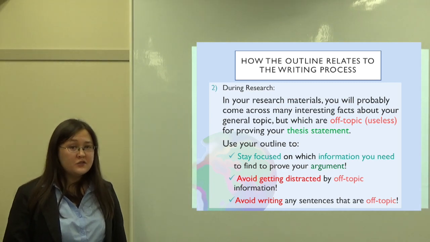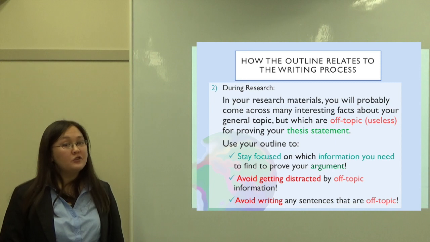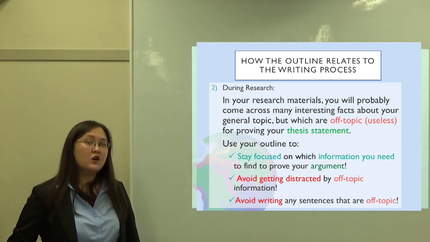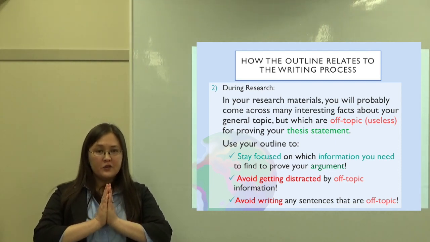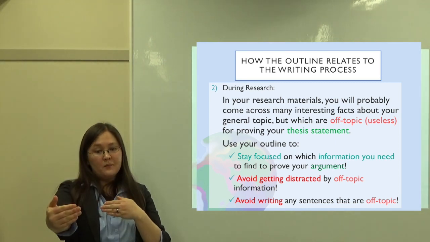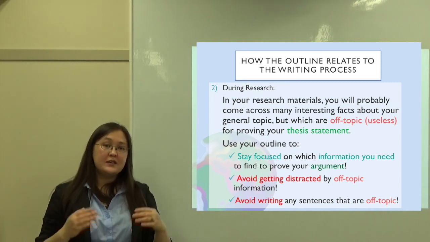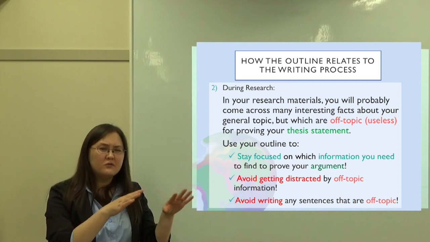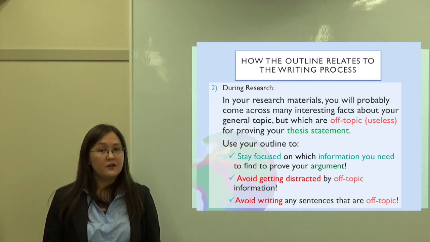In your research materials, you'll probably find many interesting things, facts about your general topic. It can be easy to get sidetracked, to go off the main path. You have a path from your thesis statement to outline to your final version of your paper, and you don't want to veer off of that path. But it's easy while you're researching, oh, this book is so interesting, to start to read things that are not part of your thesis statement or proof for your argument.